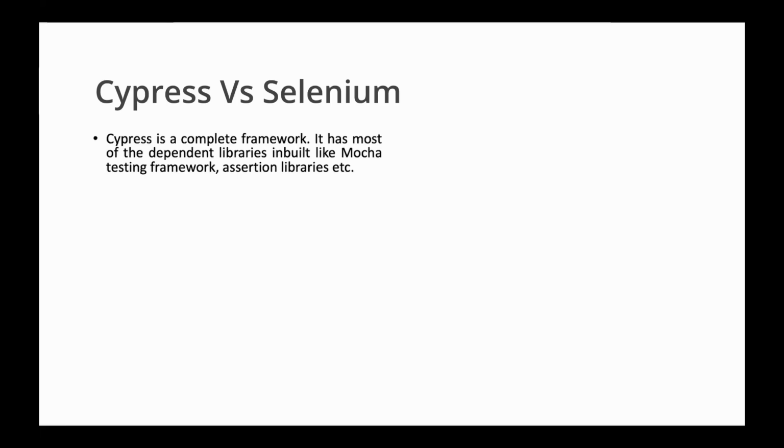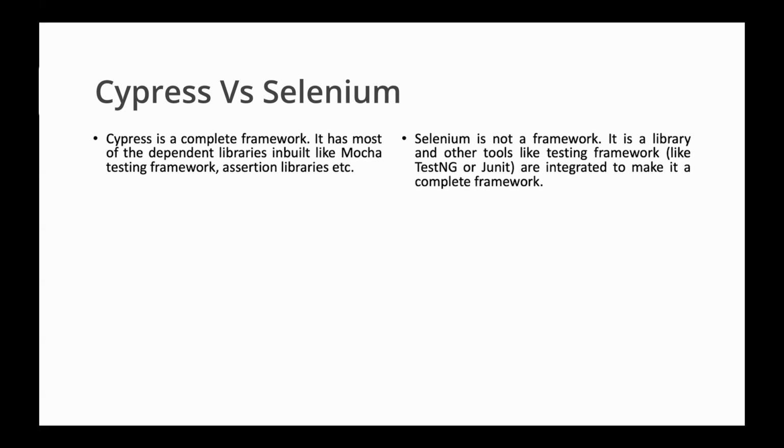The first thing is Cypress is a complete framework. It has everything. It has all the dependent libraries like the Mocha testing framework, assertion libraries, and so on. Whereas Selenium in itself is a library. It is not a framework. To use it, you have to integrate it with other tools like TestNG or JUnit, which are the testing frameworks, and many more other libraries. Like for generating reports, you need to add log4j. Whereas in Cypress, everything is inbuilt. So in very simple terms, Cypress is a complete framework. You don't need much of extra things. Whereas Selenium in itself is a testing library, you need other tools to make it a framework.